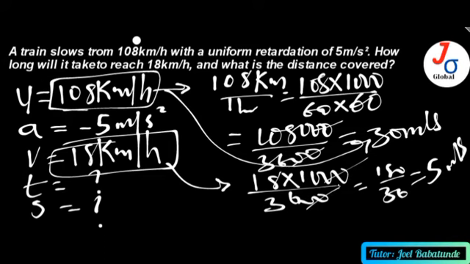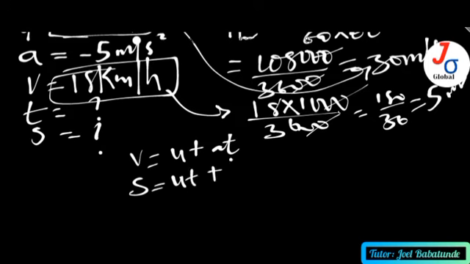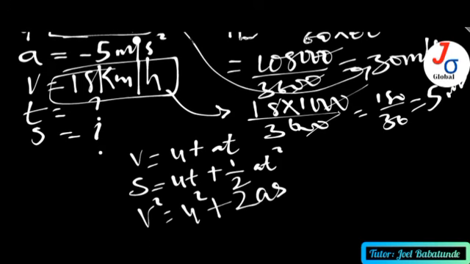So we have to solve for time. And remember the equations of motion. Do you remember? So which one of them should we use? Pause the video and think. Okay, so let's list out the formulas that we have. V equals U plus AT. S equals UT plus half AT squared. And V squared equals U squared plus 2AS.